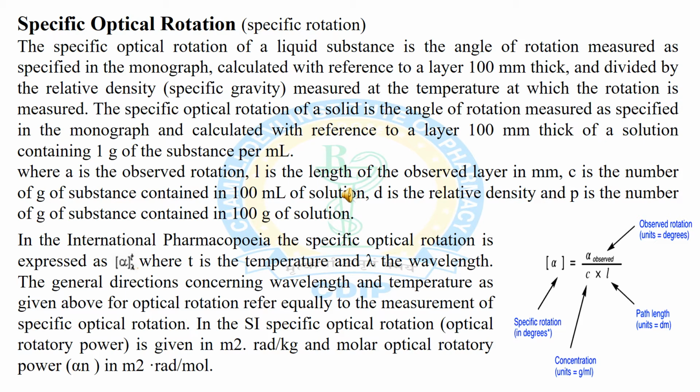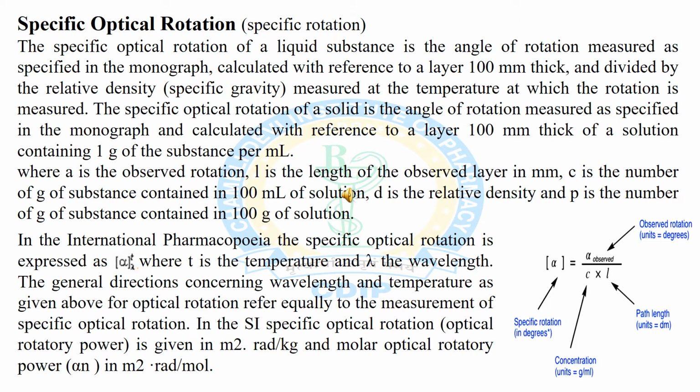whereas for solid substances, it is the angle of rotation measured as specified in the monograph and with reference to a 100 mm layer thickness for a solution containing 1 gram of substance per ml.